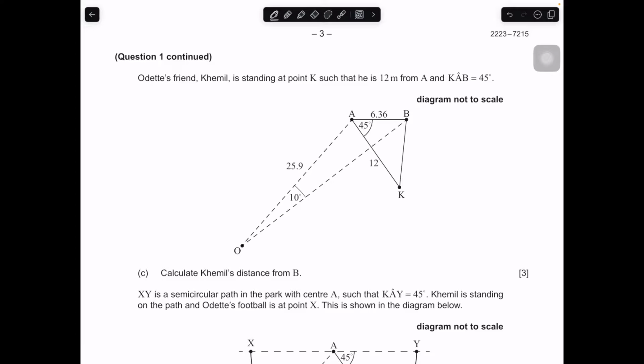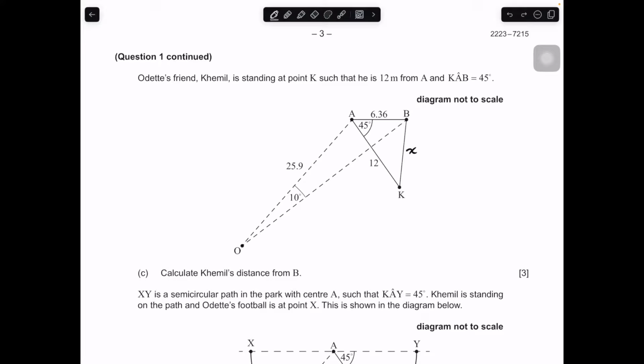Camille's distance from B. So here is Camille at point K. This is what we're trying to find. We're trying to find this distance right here. We already used A before, so let's call this X then. All right, so what do we have? Can we use the sine rule? In this case, we need an angle opposite a side length, but we don't have this angle right here at K, and we don't have this angle here, so that's not going to work. But we can use, in this case, the cosine rule.